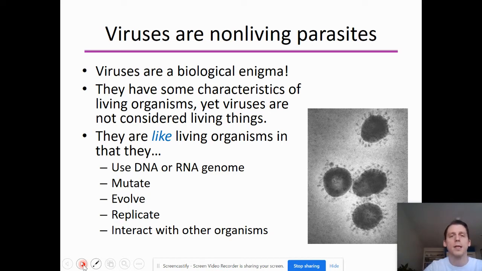So how are they like living organisms? Well, they're like living organisms because they have a genome made either of DNA or RNA. So they have genetic material. Viruses can mutate, and therefore viruses can evolve. They can replicate, and they can interact with other organisms.